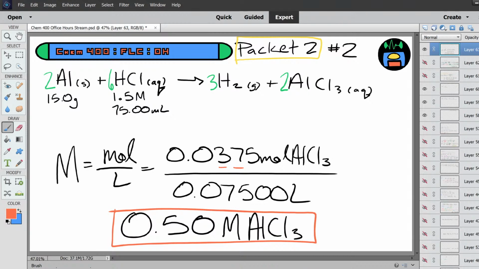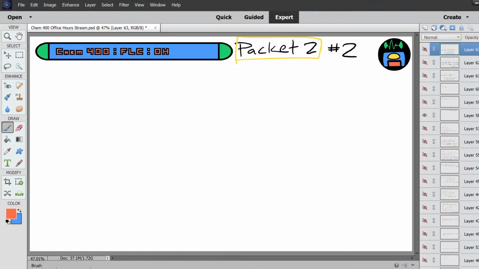Let's see. Okay. Sorry, carbon disulfide. That's a little bit of a typo there. Okay, let me get back to that exercise.